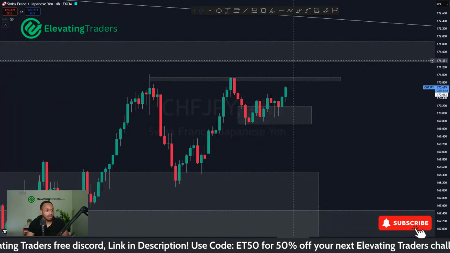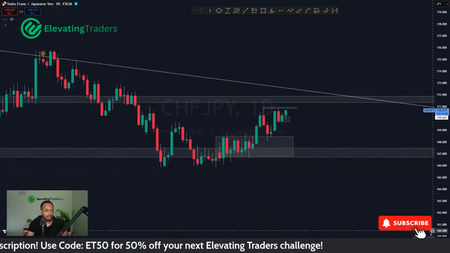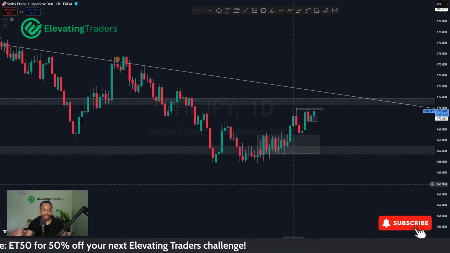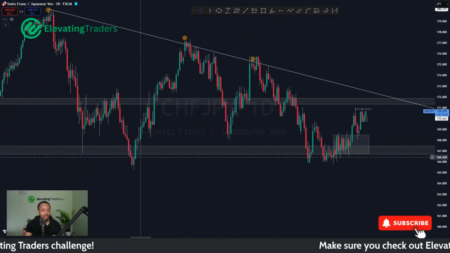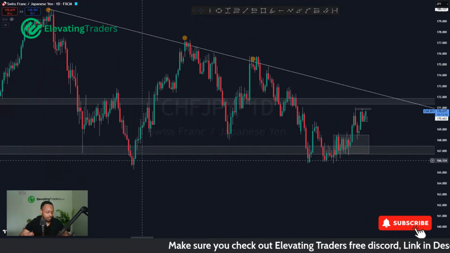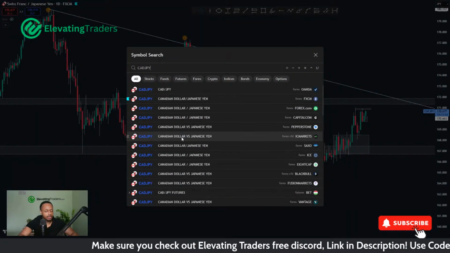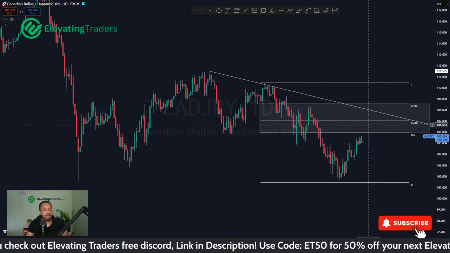But I do think we can go a bit further. I don't see us testing that resistance and just selling off. I think we're likely to break through the high. So yeah, CHF JPY looking pretty bullish as well. So Aussie yen, New Zealand yen, CAD yen. Did I mention CAD yen? I think I did. Yeah, CAD looks like that's likely to keep pushing as well.